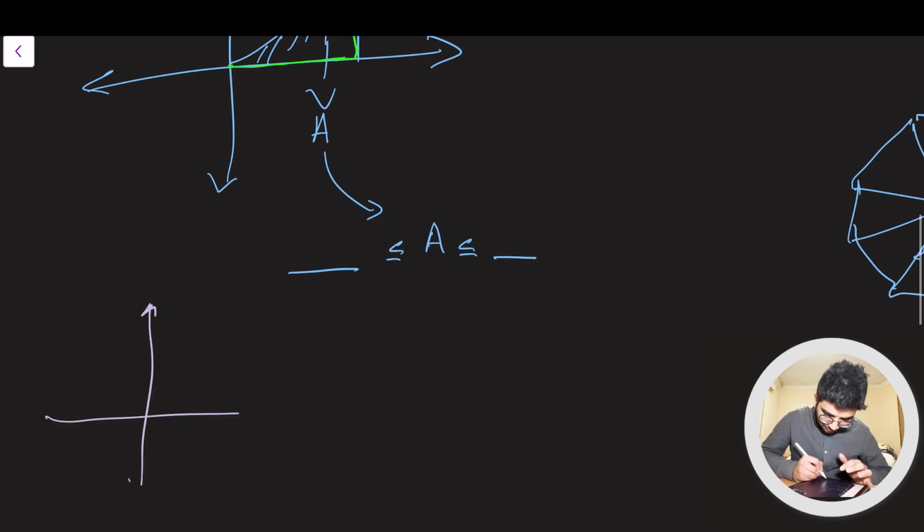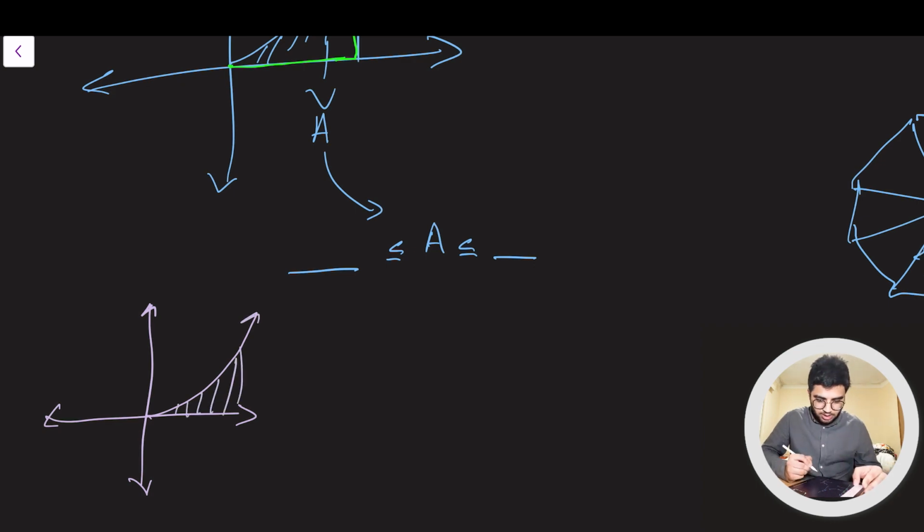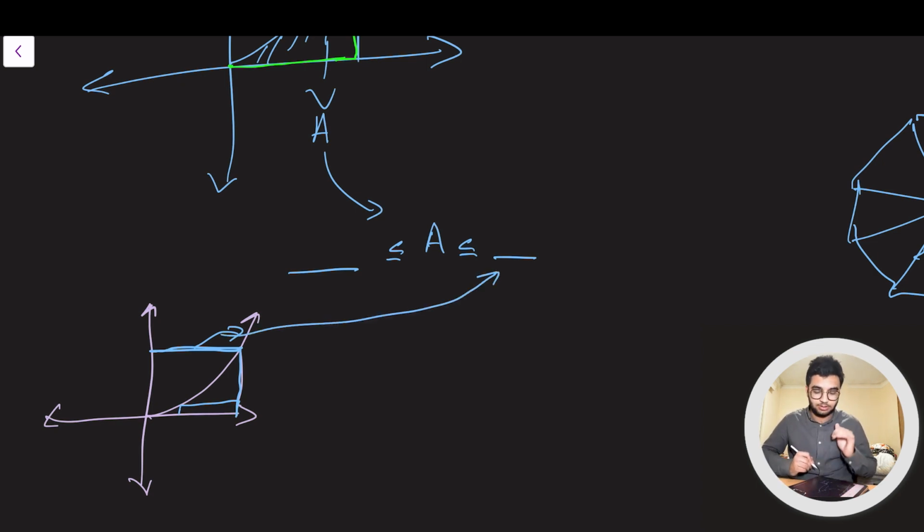So you have your function. This is the area you need. What we're going to do instead is make this rectangle and this rectangle. This rectangle has an area much bigger than the curve, so the area is less than the big rectangle's area. The small rectangle is much smaller than the area of the curve. So the area you're looking for is between the area of the big rectangle and the area of the smaller rectangle.